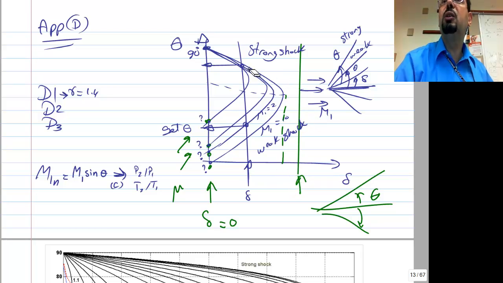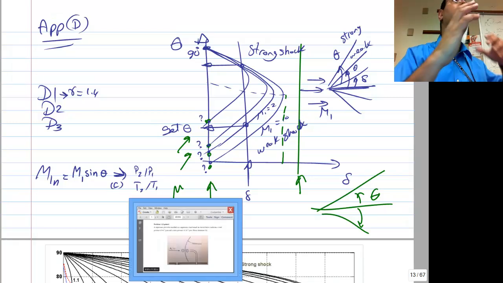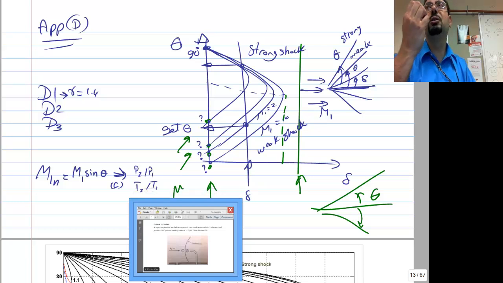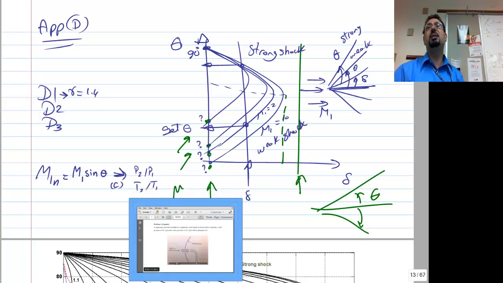Why? The fact that we don't hit the curve means what exactly? It hasn't been calculated on here. It means there is no solution. What do you mean there is no solution? There is no oblique shock solution. So I would like you to imagine that scenario.